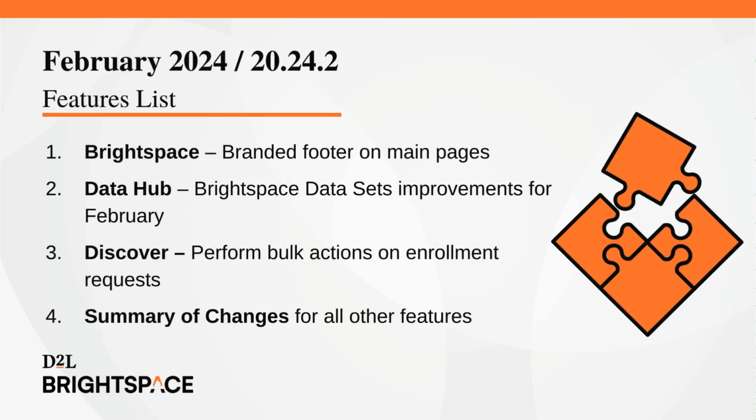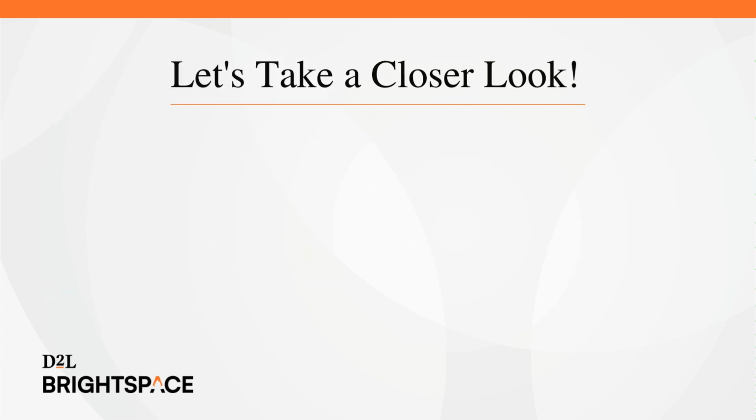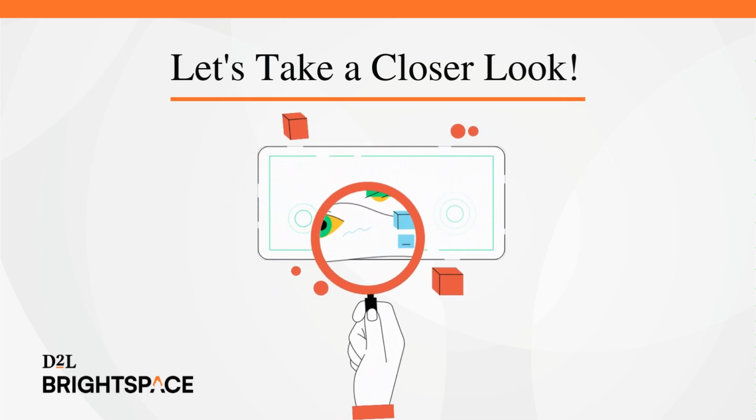This month we're highlighting the following features: Brightspace, branded footer on main pages; Data Hub, Brightspace datasets improvements for February; Discover, perform bulk actions on enrollment requests; and finally, a summary of changes made for all other features. Let's take a closer look at this month's features.